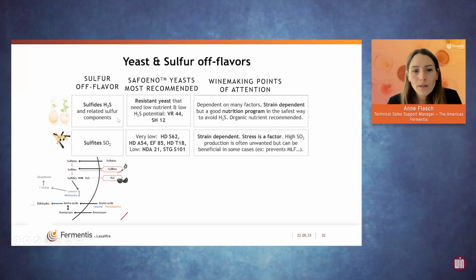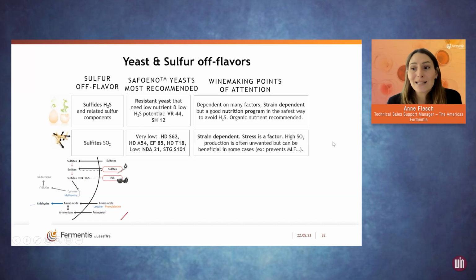For SO2, yeast also produces SO2. I know it's definitely a trend to produce wine with lower SO2. It can impart some off flavors like, for example, burnt match. So some yeasts that we have developed, new hybrids developed for the market, produce a very low amount of SO2. For example, HDS62, A54, T18 are very good strains if what you're trying to do is produce as little SO2 as possible in all conditions.